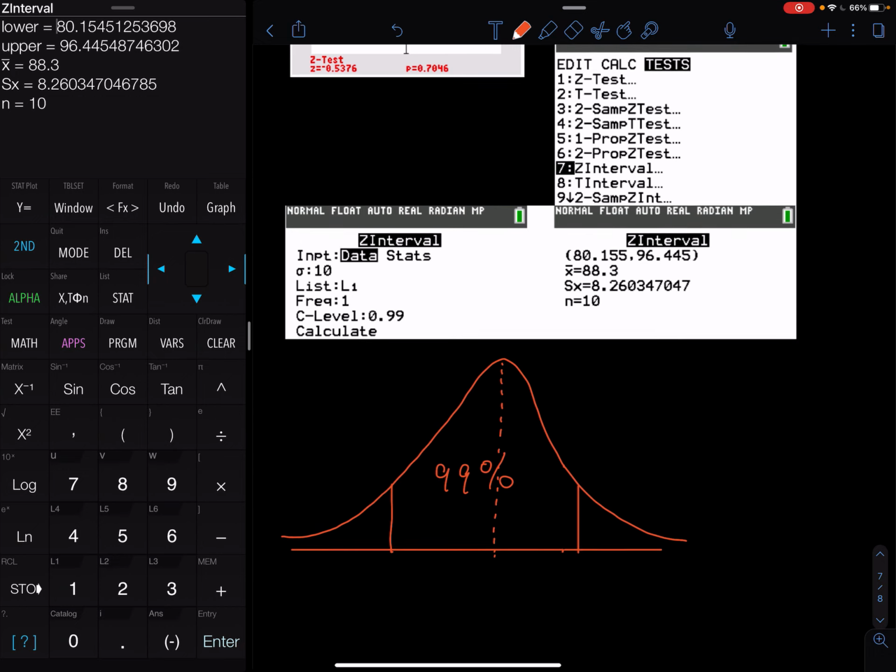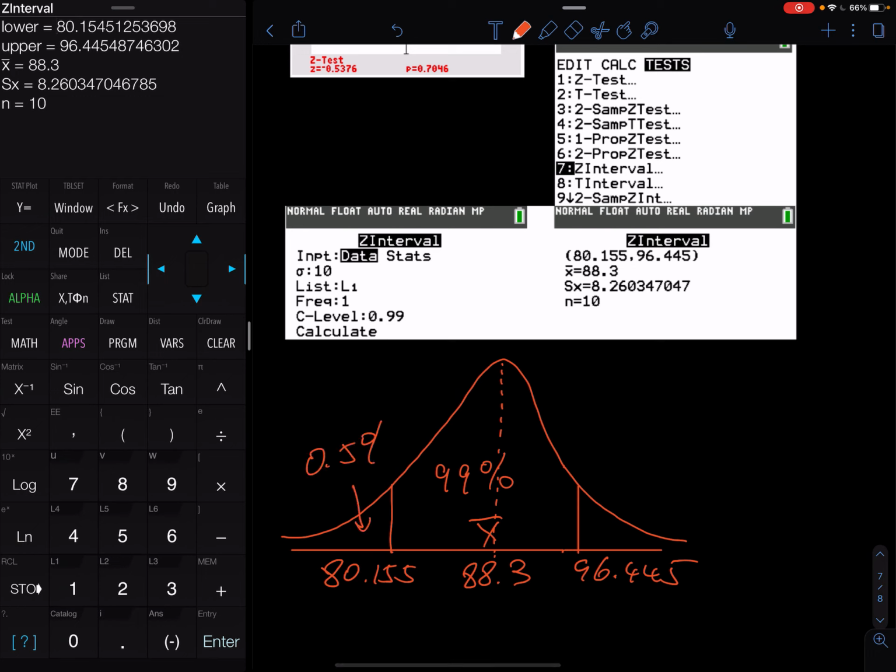And then for the picture, the calculator is not going to do it for you. So we have X bar right in the middle. So that is 88.3. And then we have the upper limit 96.445 and the lower limit 80.155. So that is a graph for the confidence interval. So we have 99% in the middle. So this is half of 1% on the left and half of 1% on the right.